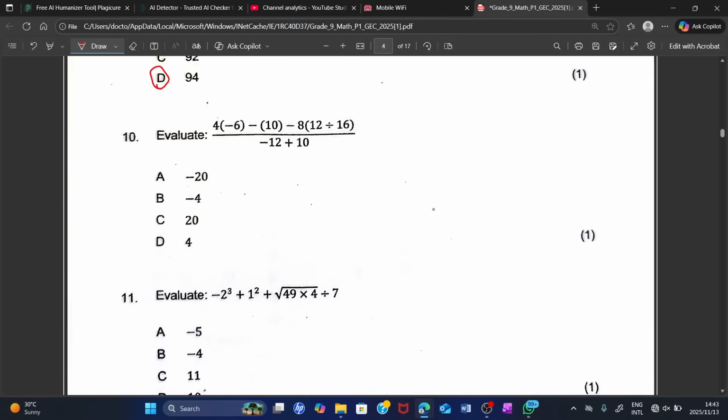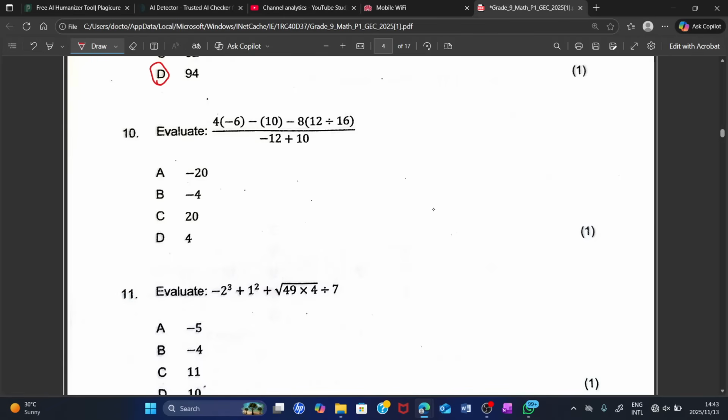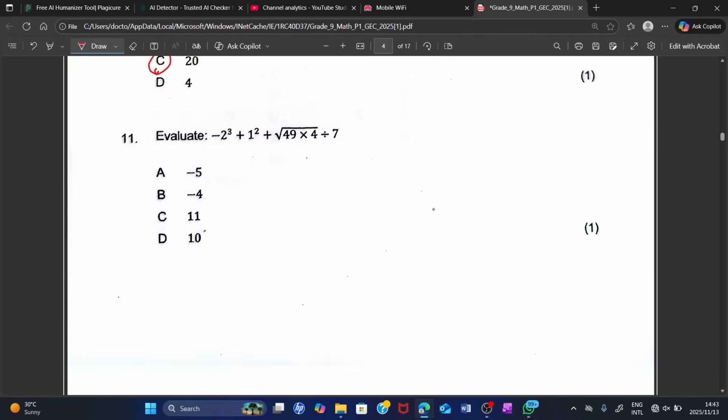Even here, press your calculator. You see? Press your calculator, all of it. The answer is going to be 20. See? When you press your calculator, without wasting time. Again, question 11. What do we do? Again, press your calculator. See? Then the answer will be -5. So that is how you work on these questions.